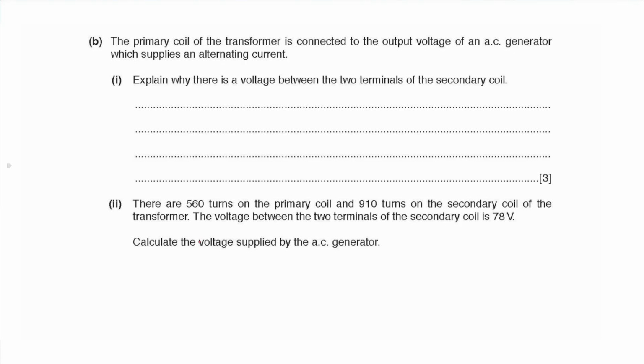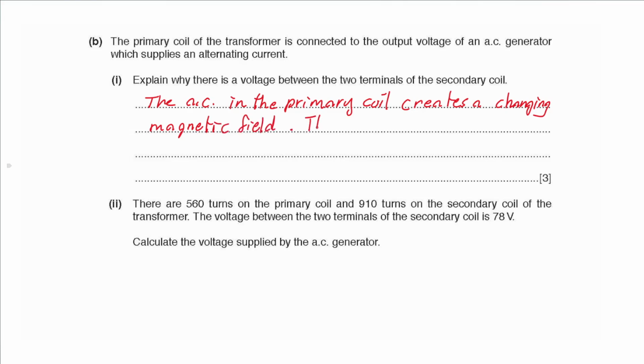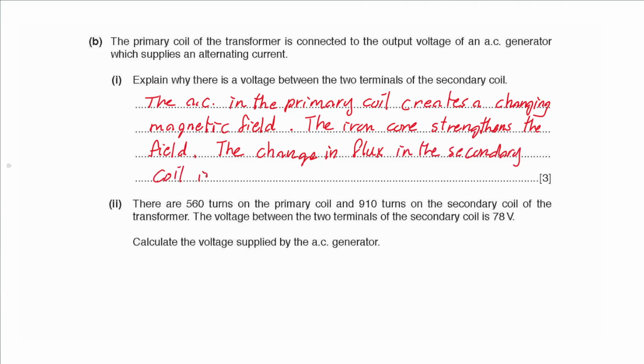B says the primary coil of the transformer is connected to the output voltage of an AC generator, which supplies an alternating current. Explain why there is a voltage between the two terminals of the secondary coil. This is basically a question about how a transformer works. We say that the AC in the primary coil creates a changing magnetic field, and the iron core strengthens the magnetic field, so it reaches the secondary coil, and then the change in flux or the cutting of the magnetic field in the secondary coil induces an EMF or voltage in the coil.